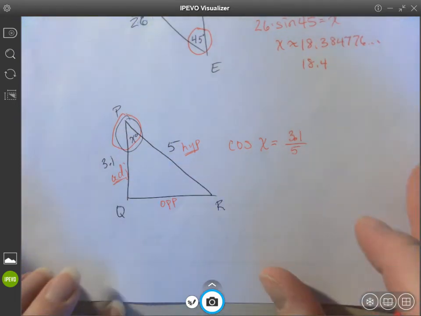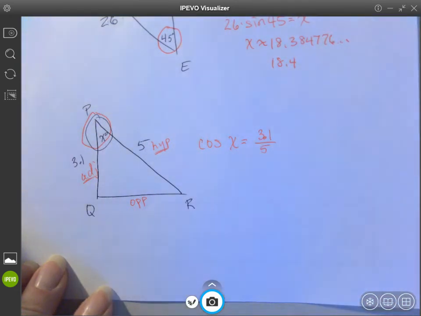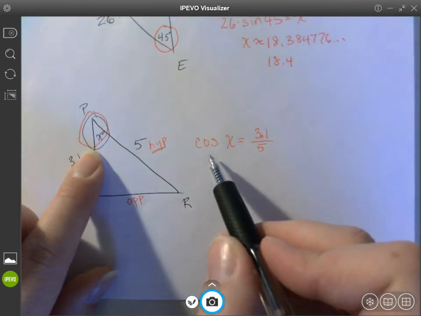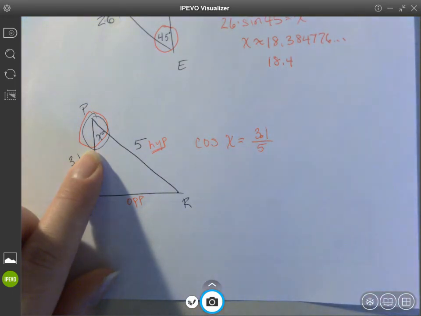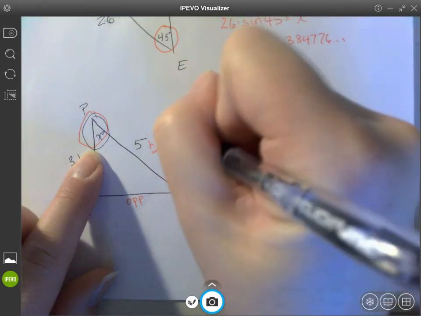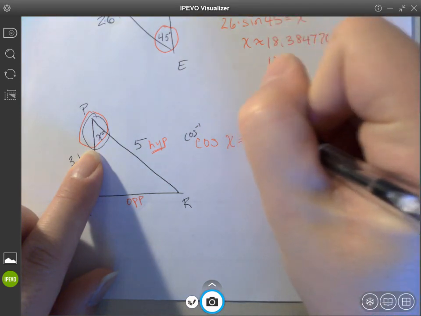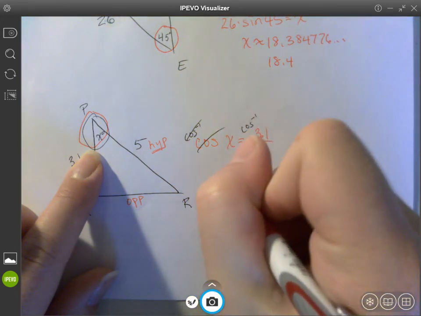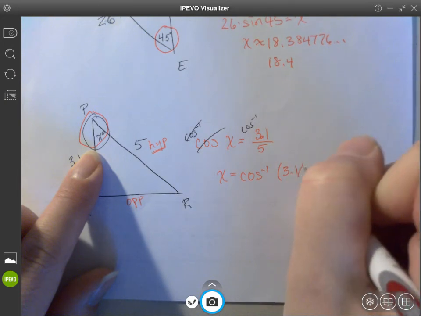Now, you could take 3.1 divided by 5 and get that little decimal. I'm just going to leave it as it is, but here's the deal. Anytime I'm looking for an unknown angle, I have to separate the cosine from the x. So just like the inverse of multiplication is division, the inverse of a power of 2 is a square root, the inverse of cosine is literally the inverse of cosine, cosine to the negative 1. So this cancels, and that's where I get x equals the inverse cosine of 3.1 divided by 5.